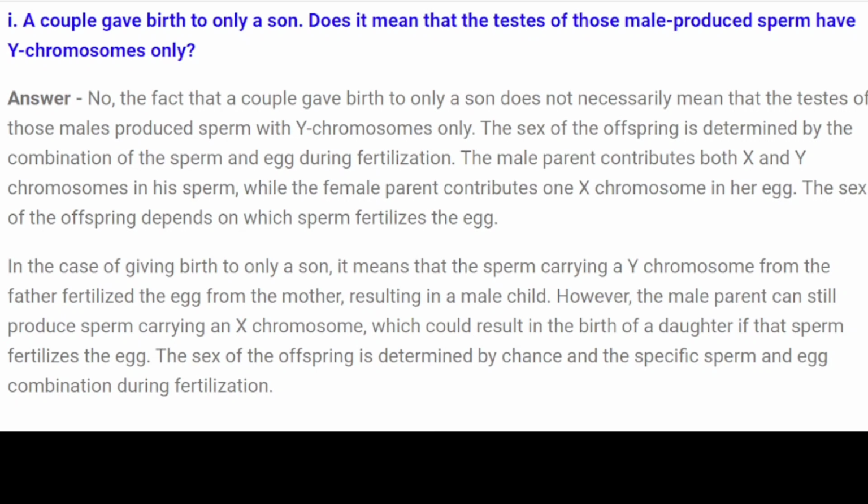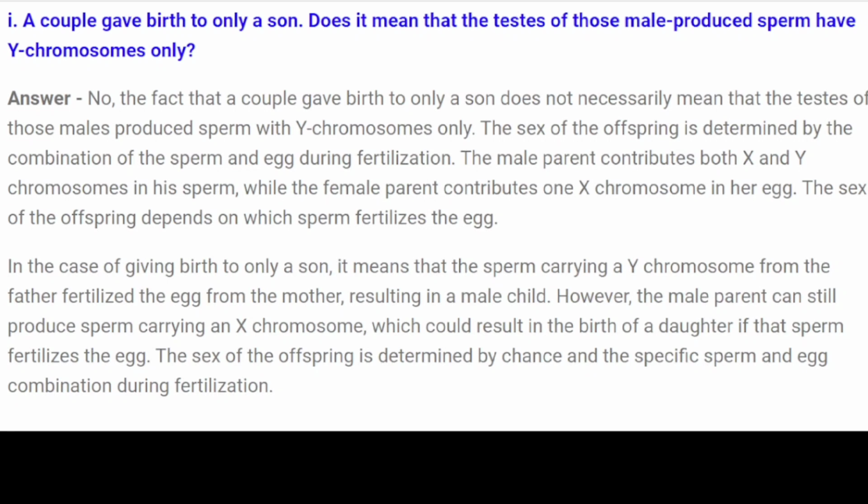In the case of giving birth to only a son, it means that the sperm carrying a Y chromosome from the father fertilized the egg from the mother, resulting in a male child. However, the male parent can still produce sperm carrying an X chromosome, which could result in the birth of a daughter if that sperm fertilizes the egg. The sex of the offspring is determined by chance and the specific sperm and egg combination during fertilization.